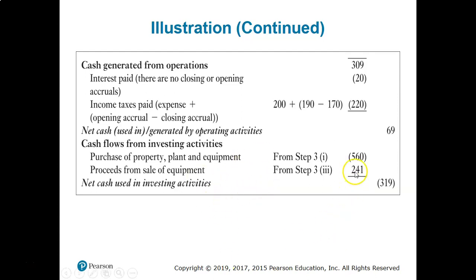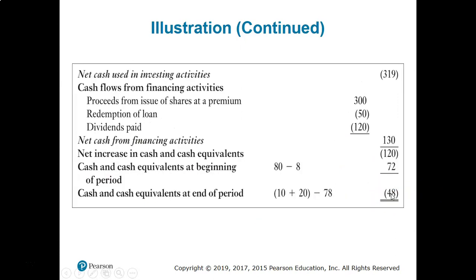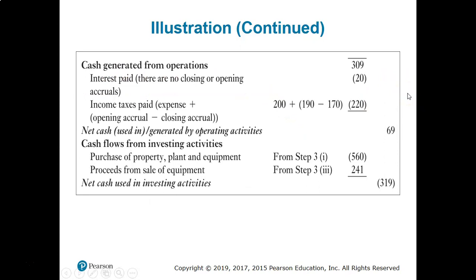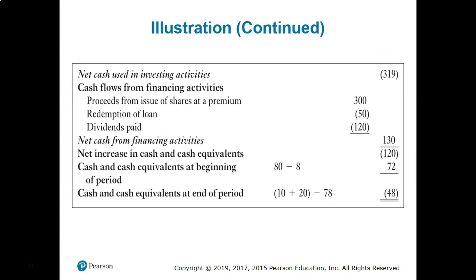If you receive cash, you have to add it back. All right, it's very simple. 241 is the amount that you received from sale of equipment or sale of fixed assets. So the net cash used in investing activities is 319, because it's not net cash in, it's just used because it's negative. And yeah, net cash used in investing activities is 319, and we got cash generated from operating activities 69.